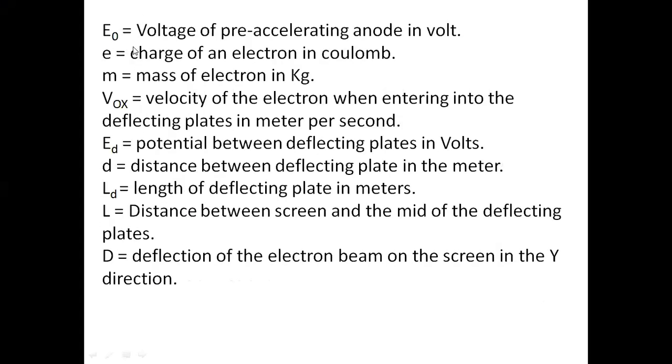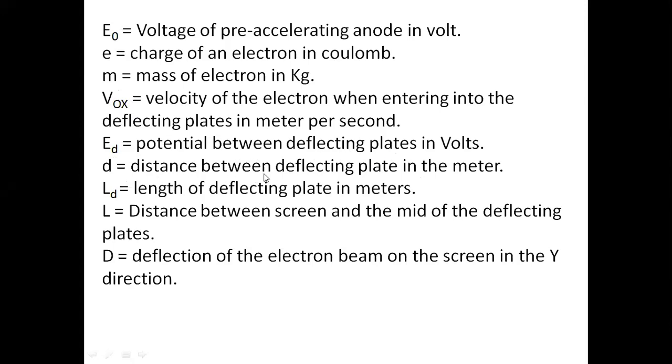Considering E0, the voltage of the pre-accelerating anode, in volts. e is the charge of an electron, in coulombs. m is the mass of the electron, in kg. Vox is the velocity of the electron when entering the deflecting plates, that is V0x. And Ed is the potential between the deflecting plates, in volts.